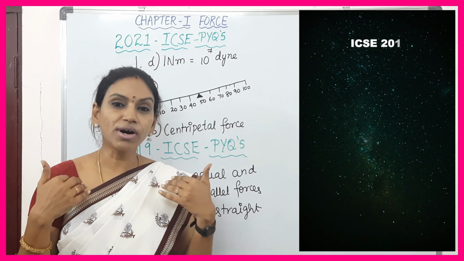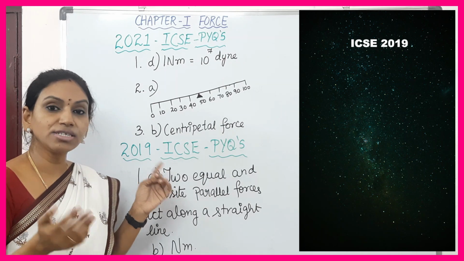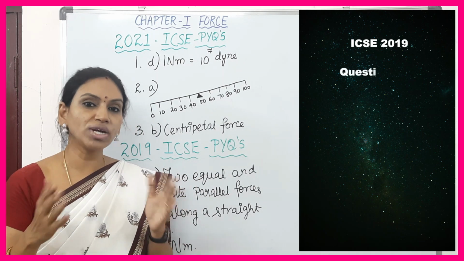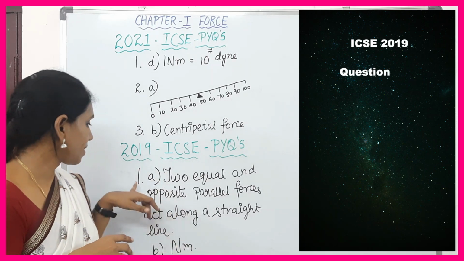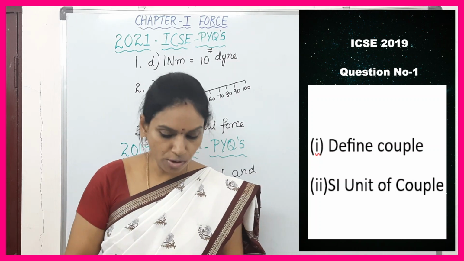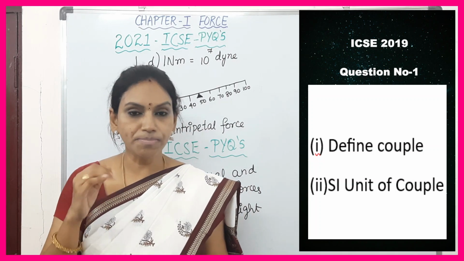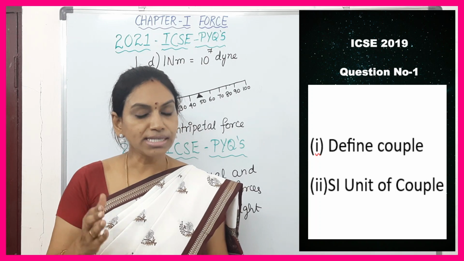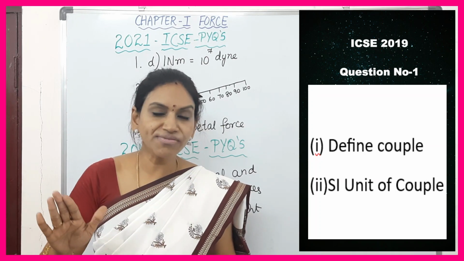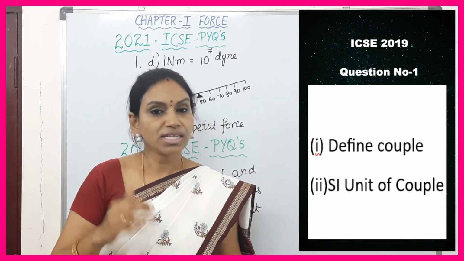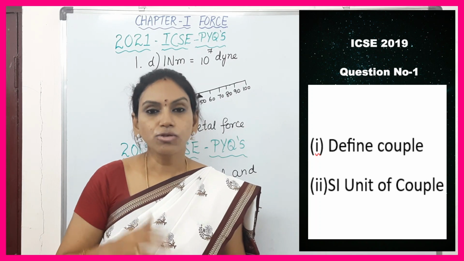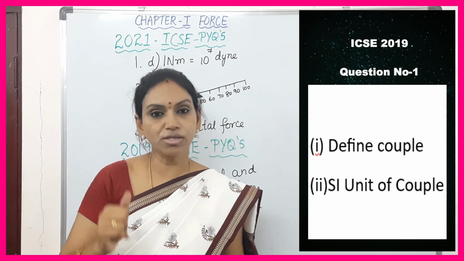So let us go for 2019 ICSE board exam previous year questions. Section 1. First question they have asked, let me read out the question for you. Define couple. And second one, SI unit of couple. They have asked in 2 marks. There are no questions from 1 mark section. So they have asked question from 2 marks only.